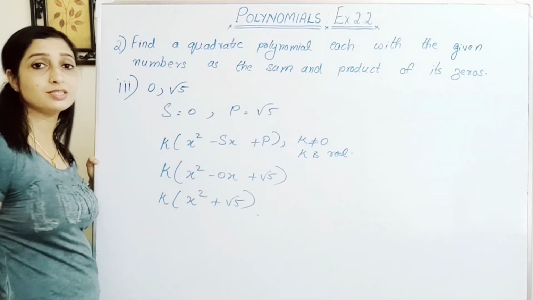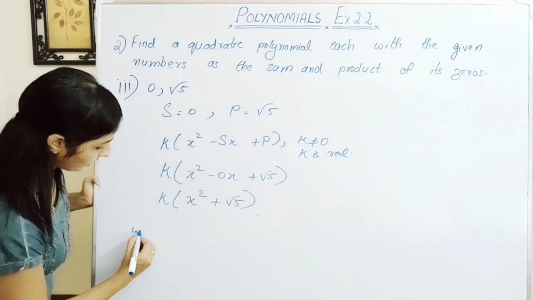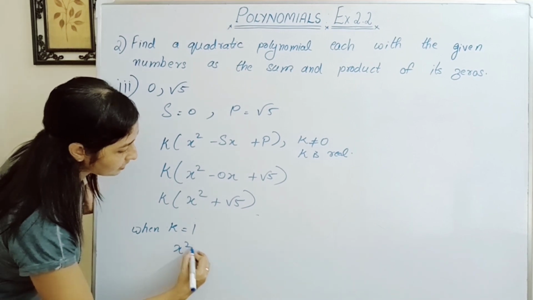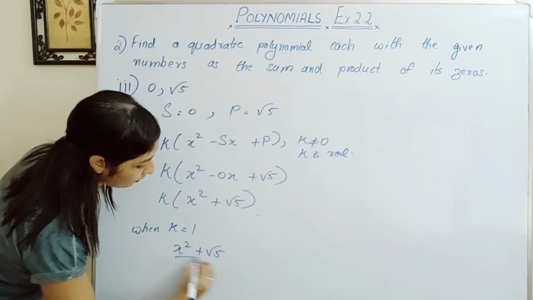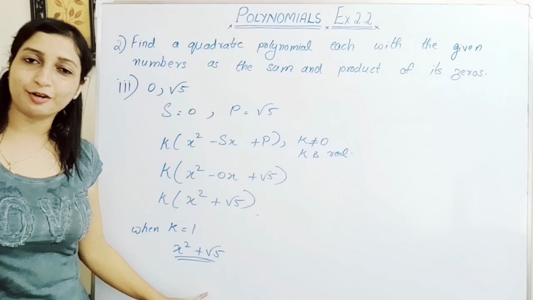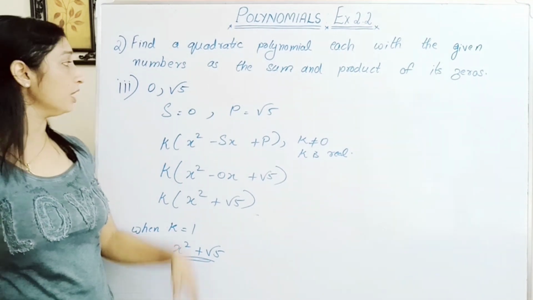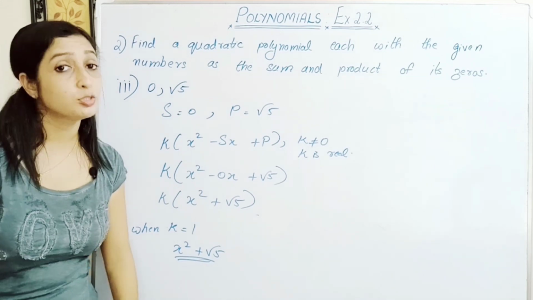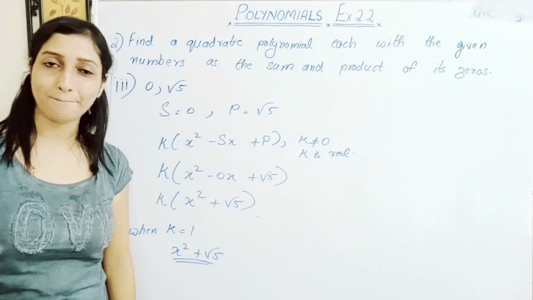Now what value will you substitute for k? When k is equal to 1, what do you get? x square plus root 5. So this is our required quadratic polynomial when the sum is 0 and product is root 5. So now let's move on to our next question, which is part 4.